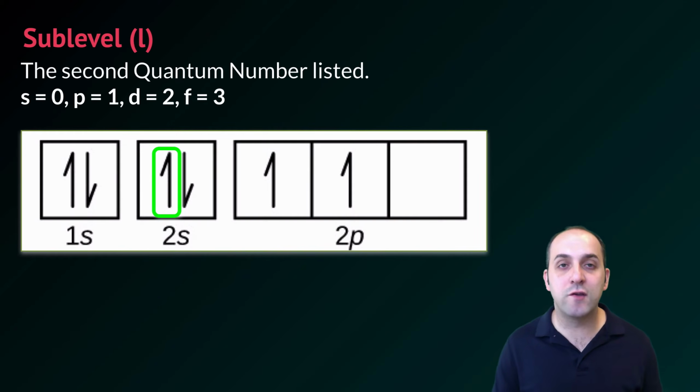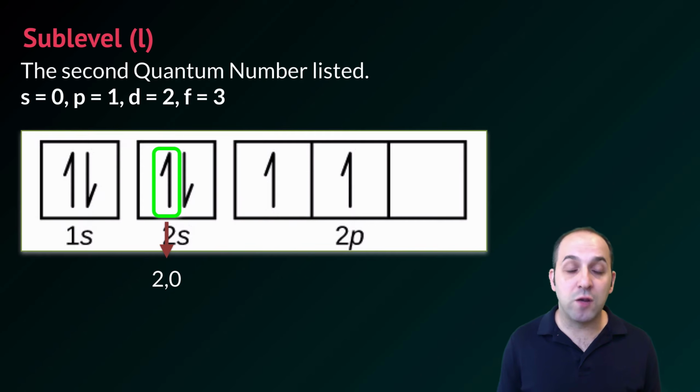The second quantum number is going to refer to the electron's sublevel. The code for this starts at 0. So if it's in an S sublevel, it's 0. If it's P, it's 1. If it's D, it's 2. And if it's F, it's 3. So for our example electron here, its second quantum number is going to be 0 because it's in the S sublevel. If it was in the P sublevel, we'd make this number 1. The sublevel quantum number is given the shorthand of L as a code.